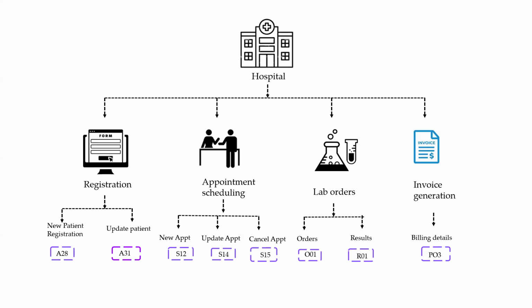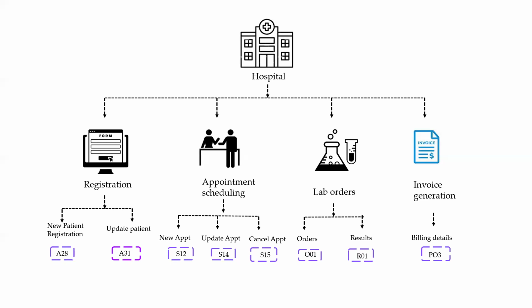If you go to appointments, new appointments are called S12. Update of an existing appointment is called S14. Then you have cancellation of an appointment, which is represented with the help of S15. Then you have lab orders. For orders, we have the event type called O01. For results, we have the event type called R01. Okay. Next, what we have is invoice generation. For invoice, you will have an event type called P03. Okay. So these are the trigger events that we are going to take a look at.